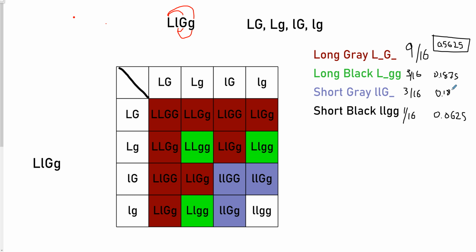Here's a handy thing that you probably knew already because you know how to do math a little bit. Since all of these together represent all of the possibilities, all of our fractions here should add up to 16 on 16. So 9 plus 3 plus 3 plus 1, that's 16 out of 16.